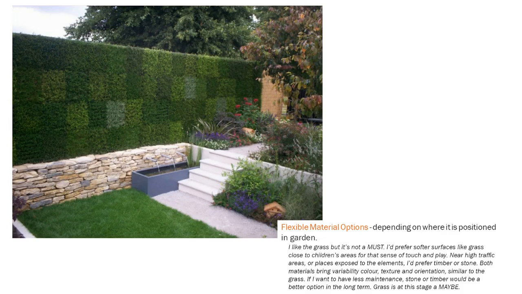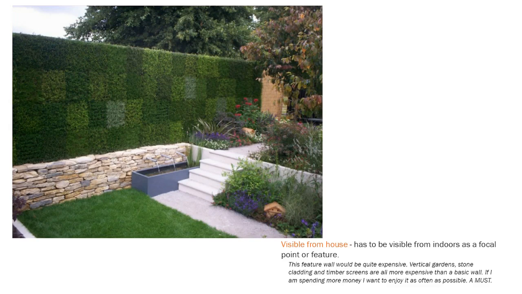My third point is quite straightforward. It has to be visible from the house, or at least a window or room that is commonly used. Creating a wall like this with any material will be more expensive than a basic wall. If I'm spending more money on a wall with this style and pattern, I want to enjoy it and use it as a feature as often as possible. For me, this is a must, and means when I work through my designs later on, if I place a wall in a suitable location, I can use this as a guide or criteria for how that wall may look.